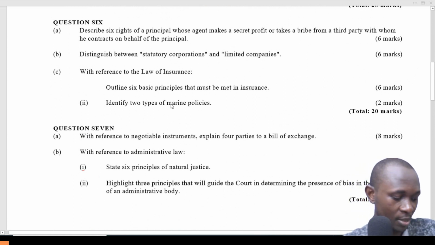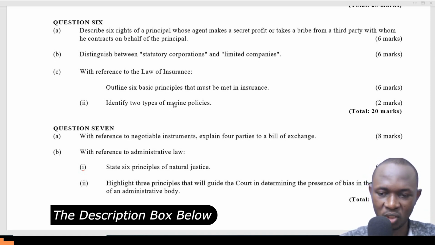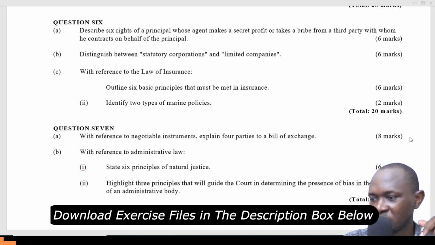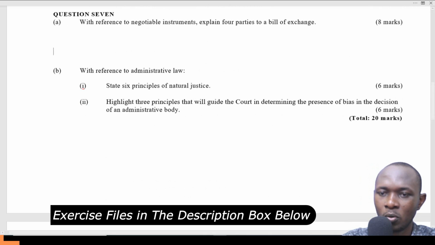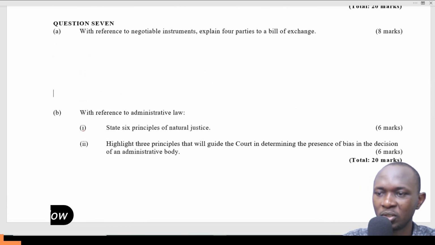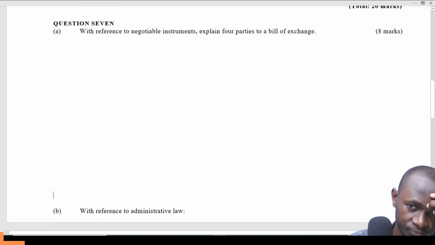Question 7. With reference to negotiable instruments, explain 4 parties to a bill of exchange.